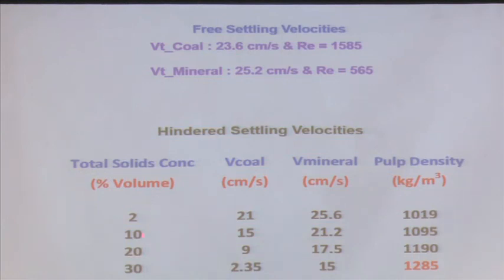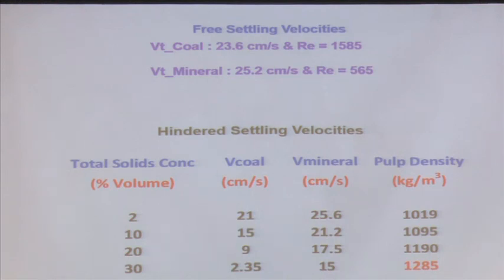If I keep on increasing this concentration, at 30% by volume, the velocity of my coal becomes 2.35, and actually my intention was not to allow it to settle. It is better that my coal particle does not settle, so that it will be carried to the top. So, I want to reduce that, and you see how much is the drop in the velocity of my mineral, it becomes 15 centimeter per second. So, now I have got a range to play with, 2.35 to 15, that can easily be designed and easily be monitored for the upward velocity of my water, and at the same time I can process 30% solids by concentration.